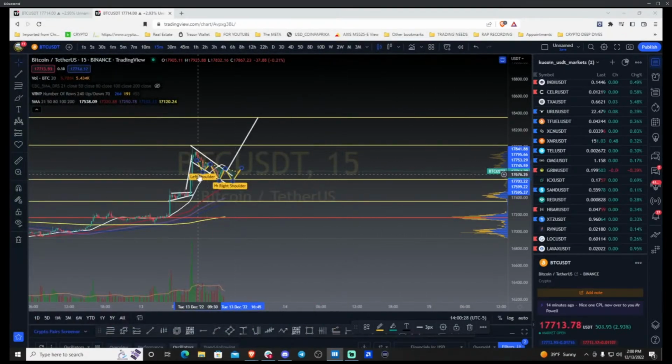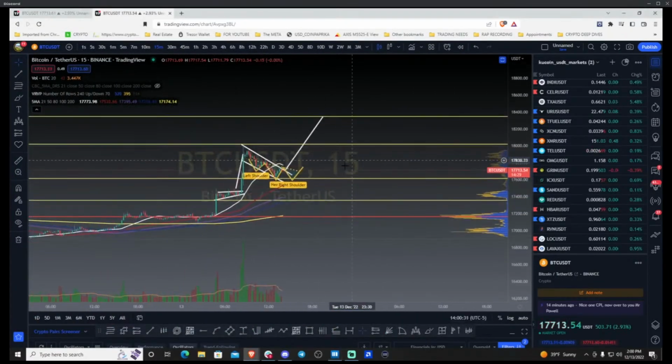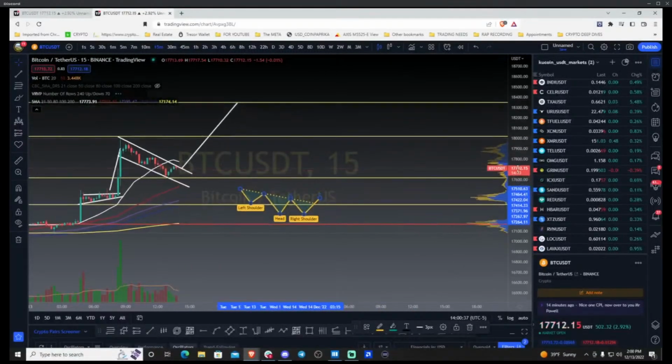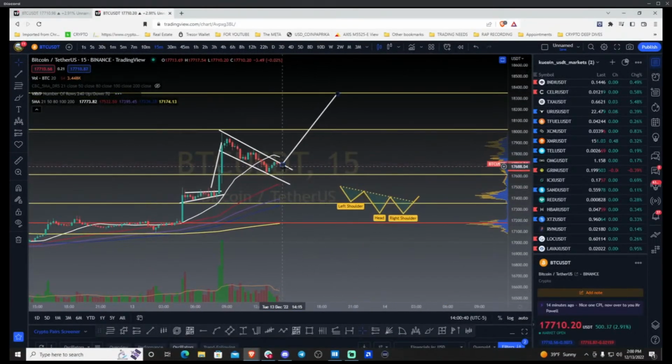Because again, like Bruce said, this inverted head and shoulders that breaks out, or if it gets created, is getting created because of the liquidity zones that were made, right? There was a bunch of people here that needed to get liquidated. That was the right shoulder.